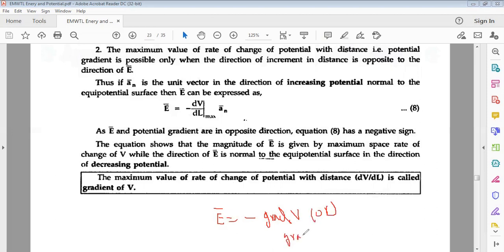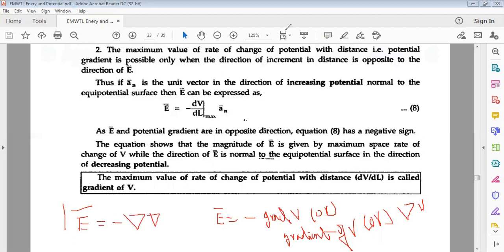Gradient of V, or del V. Del V means E bar is equal to minus del V. It's the gradient of V, the del V. E bar is equal to minus del V.